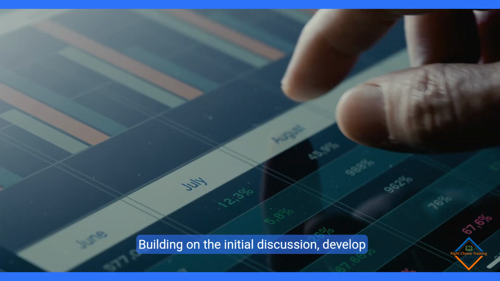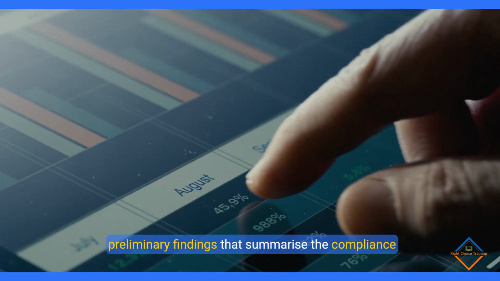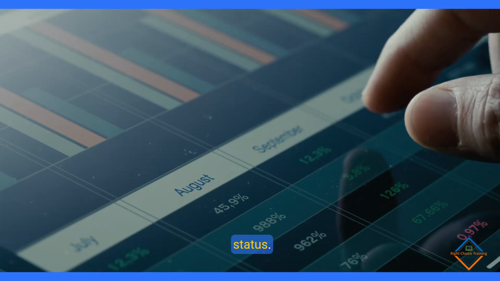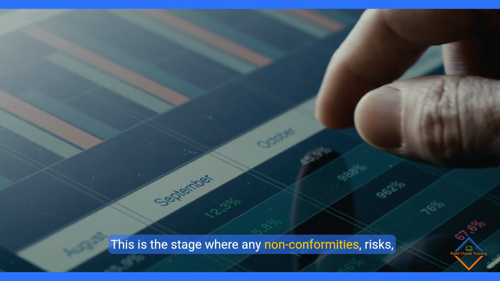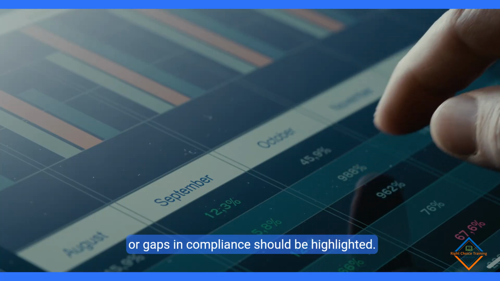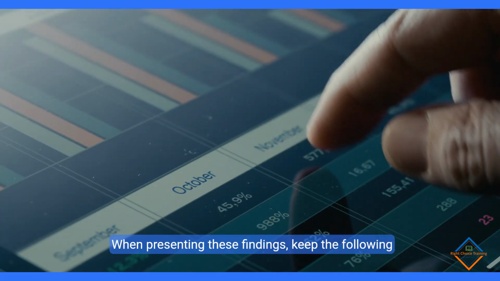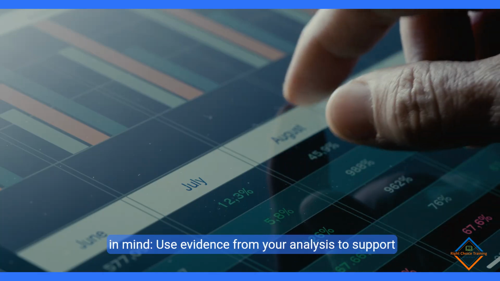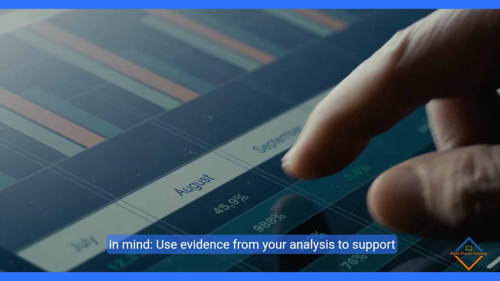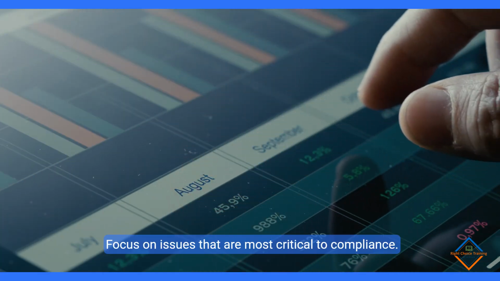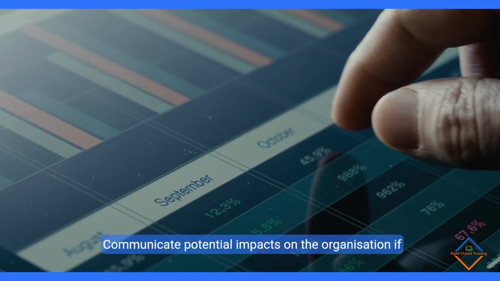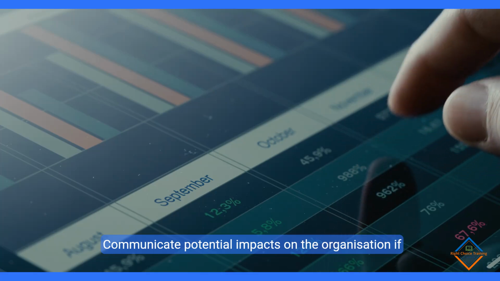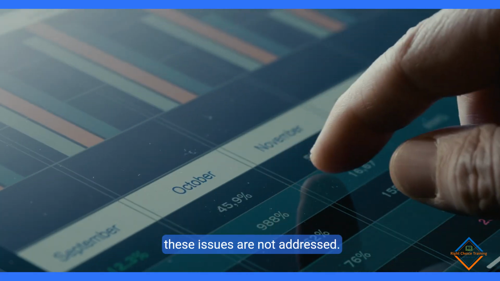Building on the initial discussion, develop preliminary findings that summarize the compliance status. This is the stage where any non-conformities, risks, or gaps in compliance should be highlighted. When presenting these findings, keep the following in mind. Use evidence from your analysis to support your conclusions. Focus on issues that are most critical to compliance. Communicate potential impacts on the organization if these issues are not addressed.